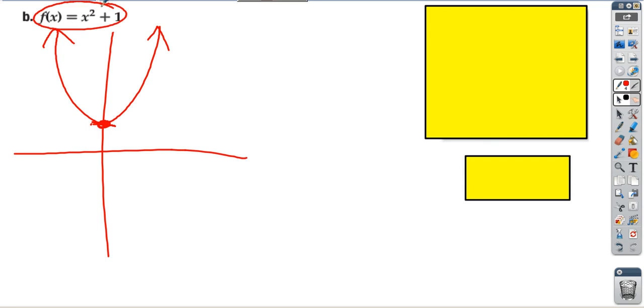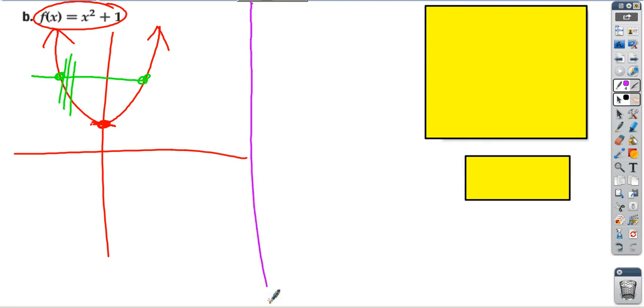Notice that it passes the vertical line test, but it's going to fail the horizontal line test. That's hitting twice. So this actually technically doesn't have an inverse, but we can still solve for it and just see what it looks like.